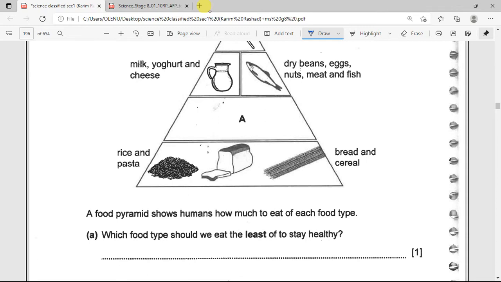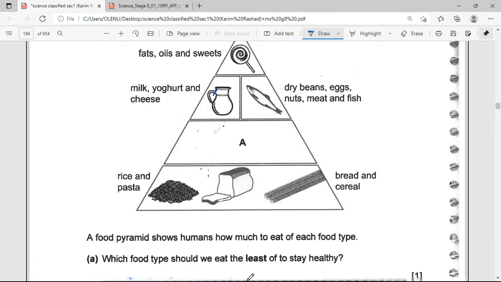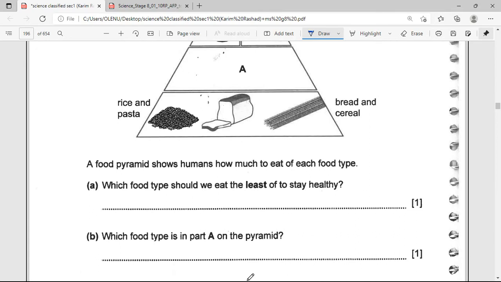So, which food type should we eat the least to stay healthy? That is the one at the topmost part of the pyramid, which should be fat, oil, and sweet. As you can see at the topmost part, it covers a small area. So the food that you should eat the least should be fat, oil, and sweet.